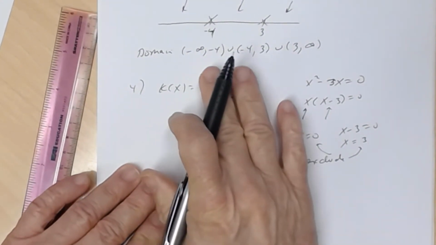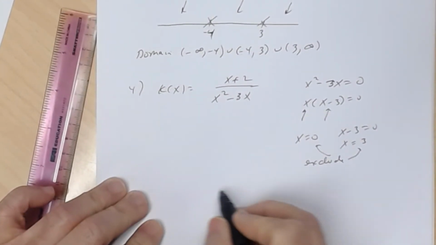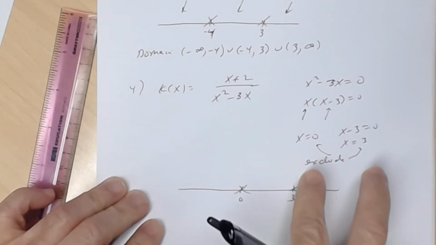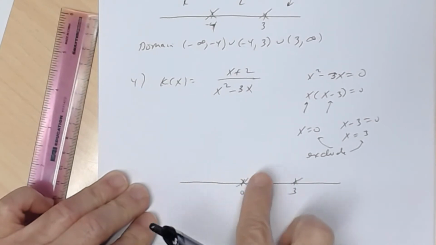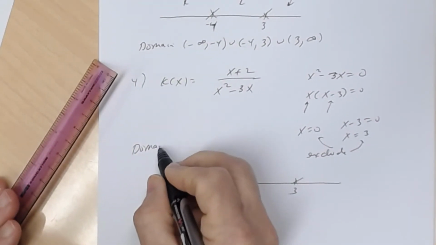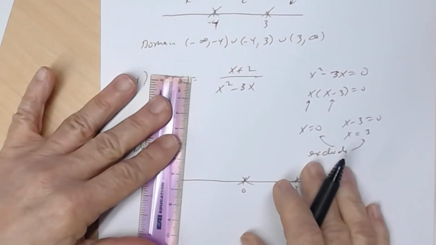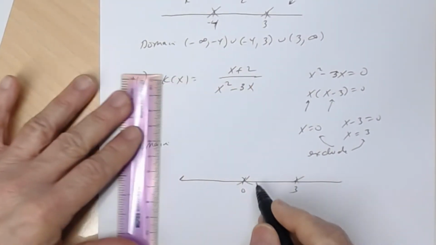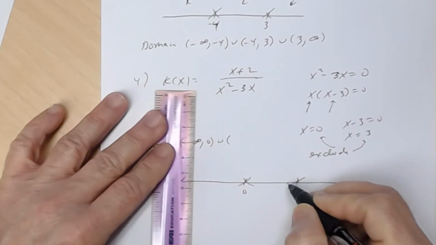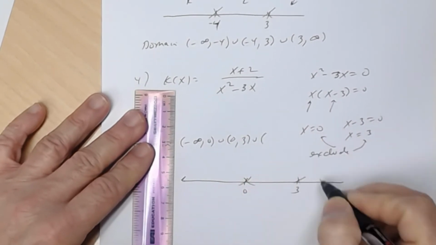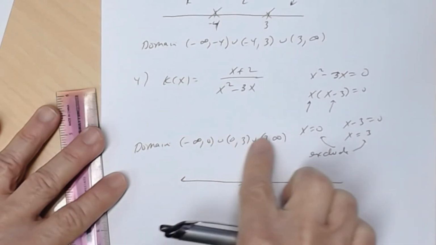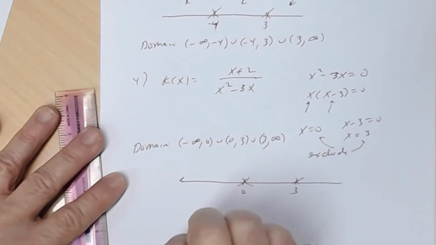Before we find the domain in interval notation, let's put this on the number line in order, 0, 3, and we'll cross them out. Notice that these 2 restrictions separate the number line into 3 parts. So my domain will be from negative infinity to 0, parentheses, union, then 0 to 3, union, then 3 to infinity. So that's your domain. This says all real numbers except 0 and 3.